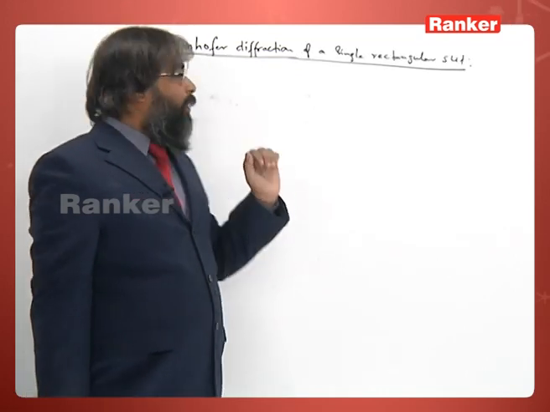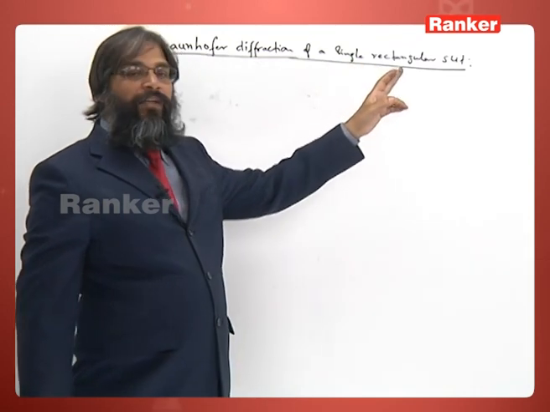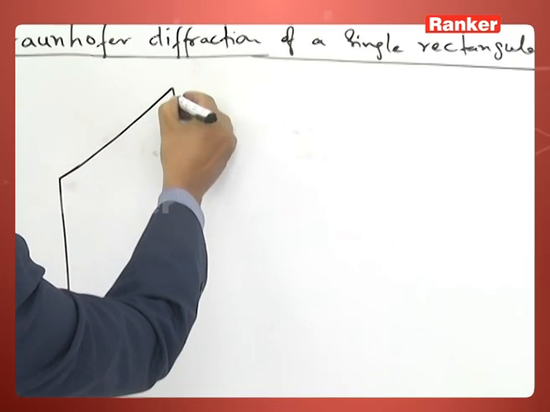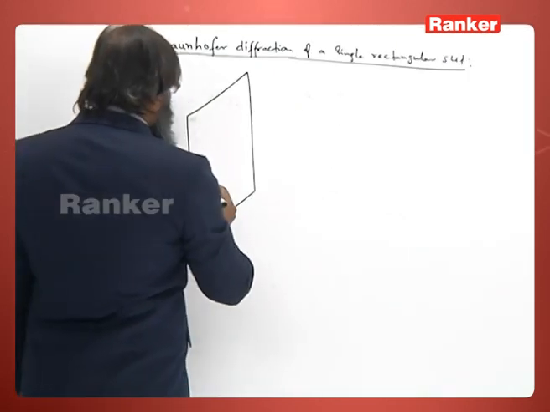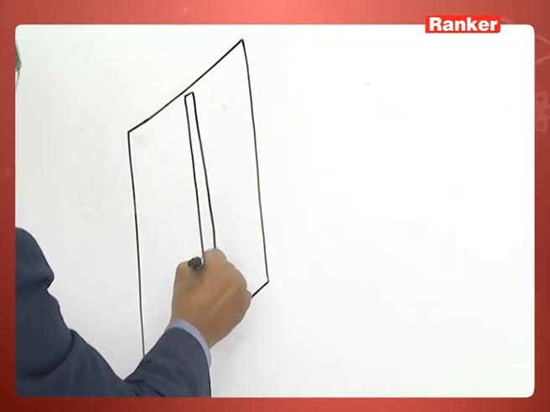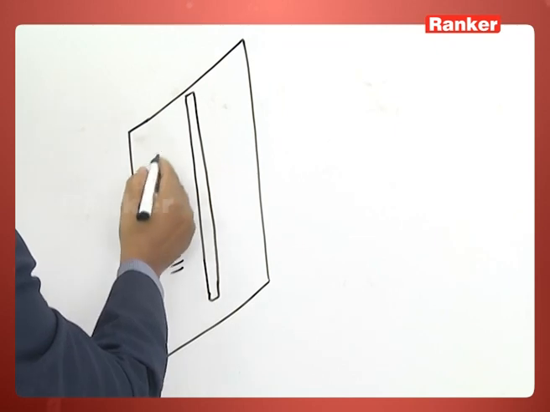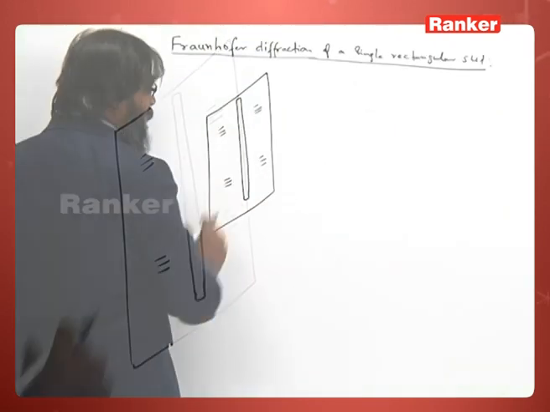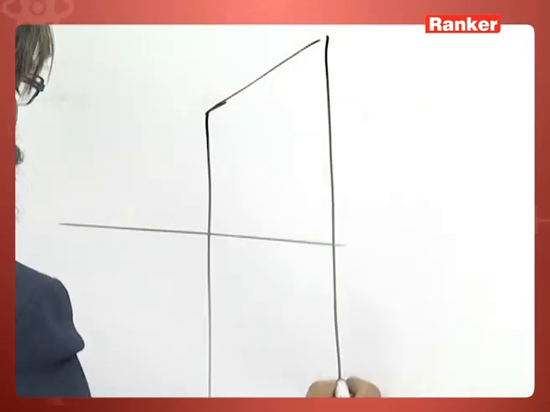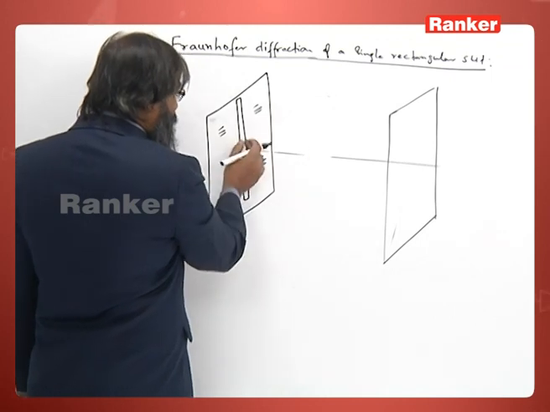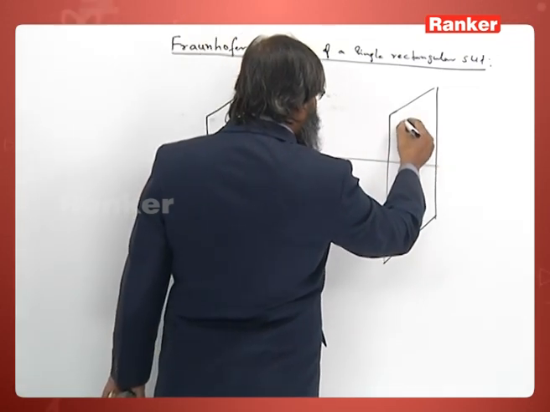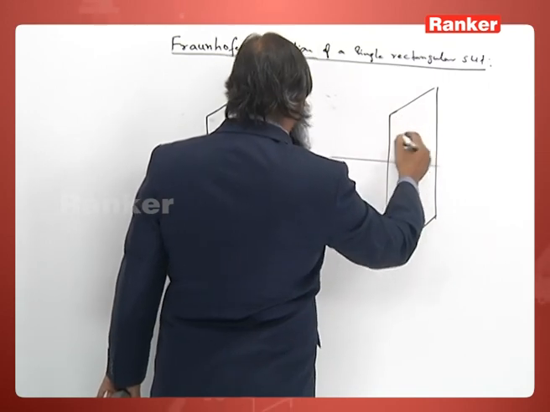Now let us study the Fraunhofer diffraction of a single rectangular slit. We have a rectangular slit. Suppose the slit is like this. This is the opening. Here is the opaque element, and here there is a transparent part, so light will come from this opening, and we have a screen here. When the light spreads, you see light is coming out from this and is distributed over an area. So what we get is some lines along this direction.